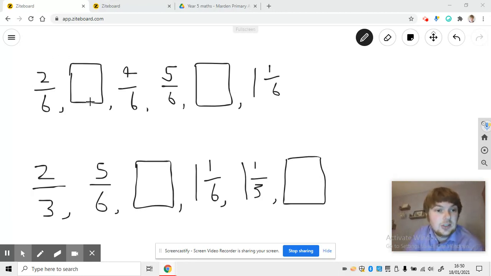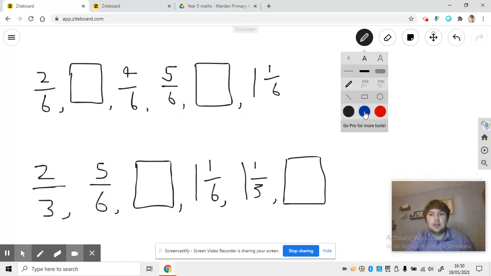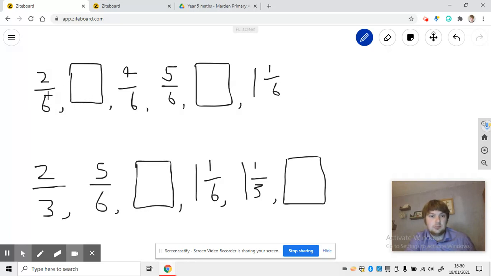Now, if we look at this first sequence, we can see we've got 2/6, something, 4/6, 5/6, something, 1 and 1/6. So, what we've got to do is establish what our missing boxes are. Now, the beautiful thing about this sequence is we can see that we are consistently using the same denominator. So we are going to know that in both of these, we are going to be looking at having 6. Okay, we don't have to worry about anything being different from that front. We're dealing with a denominator of 6, and that's all the way through.